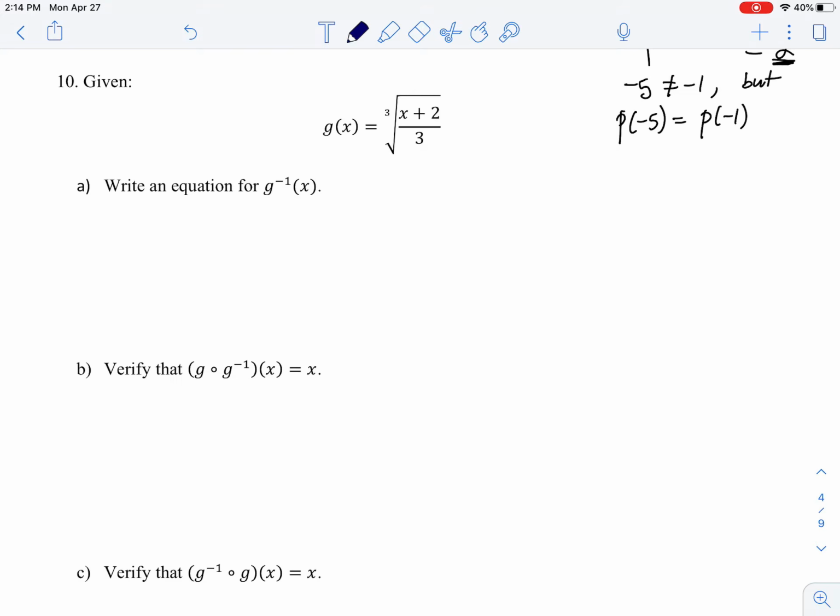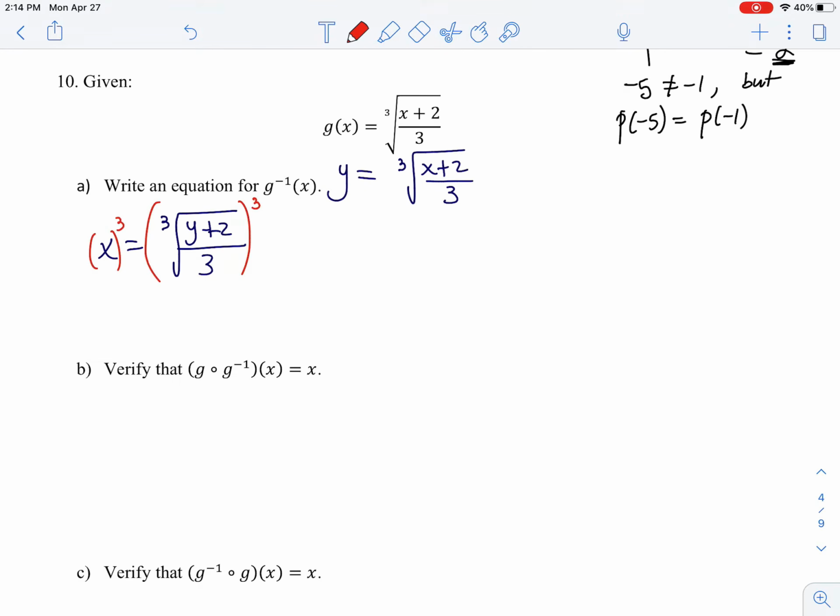Remember how to do that? We switch the g of x to y equals, and then we're going to switch x and y. X equals cube root of (y plus 2) divided by 3. To undo the cube root, what will you do to both sides? You're going to cube both sides.